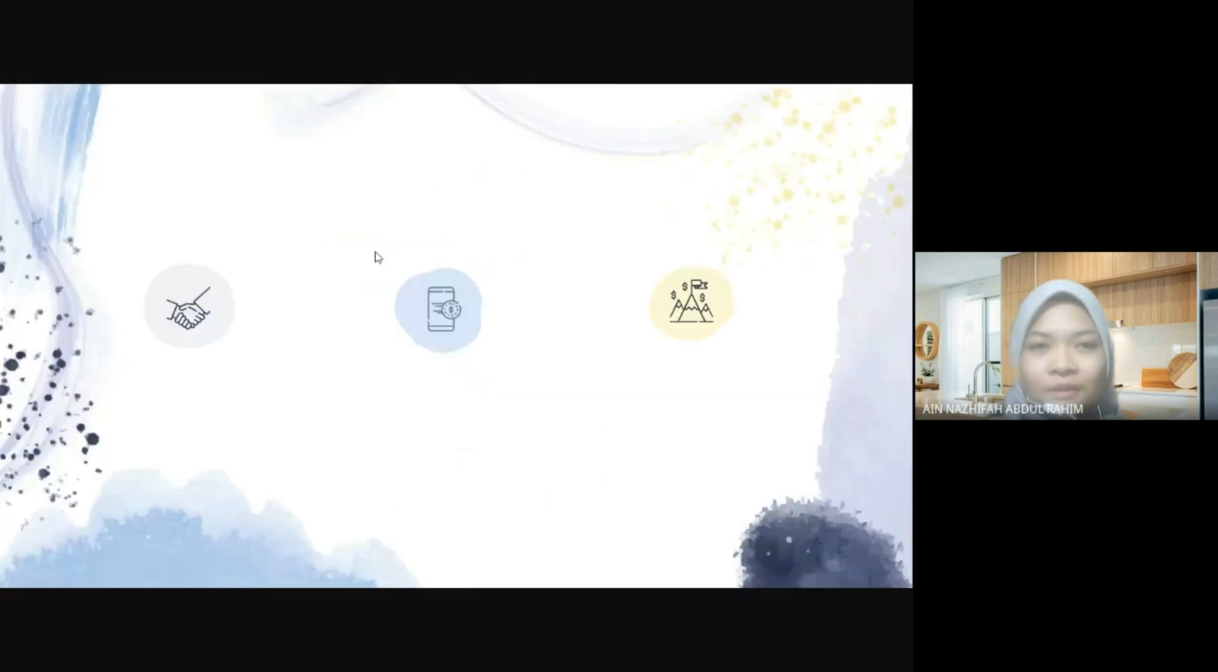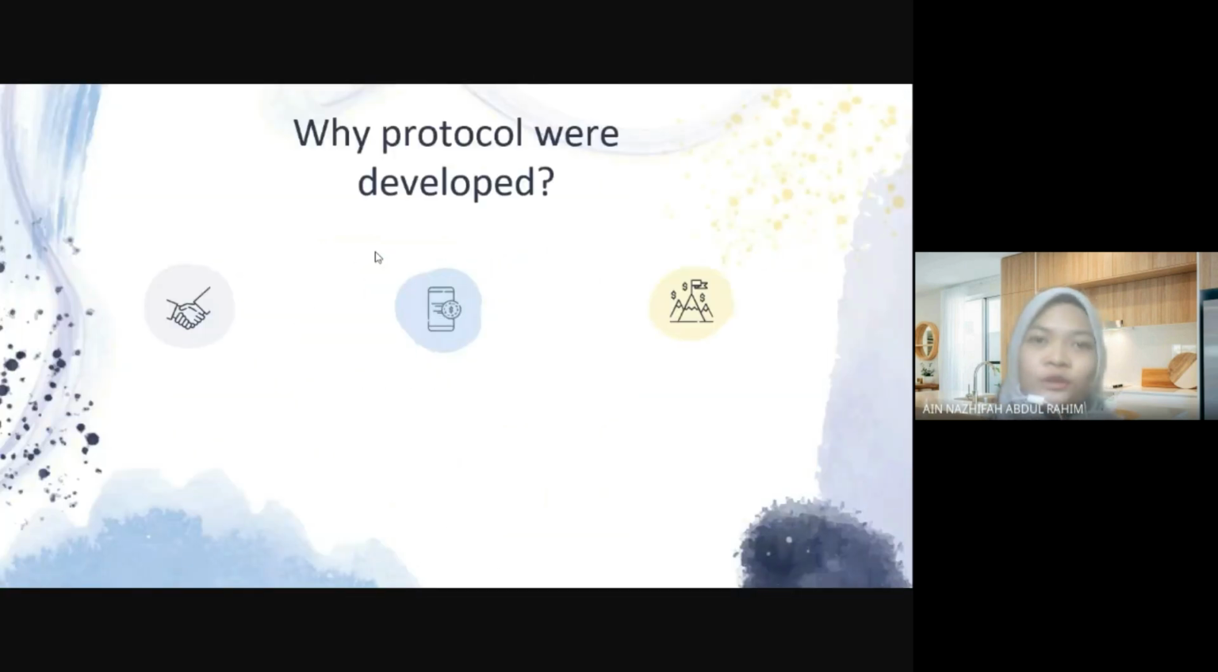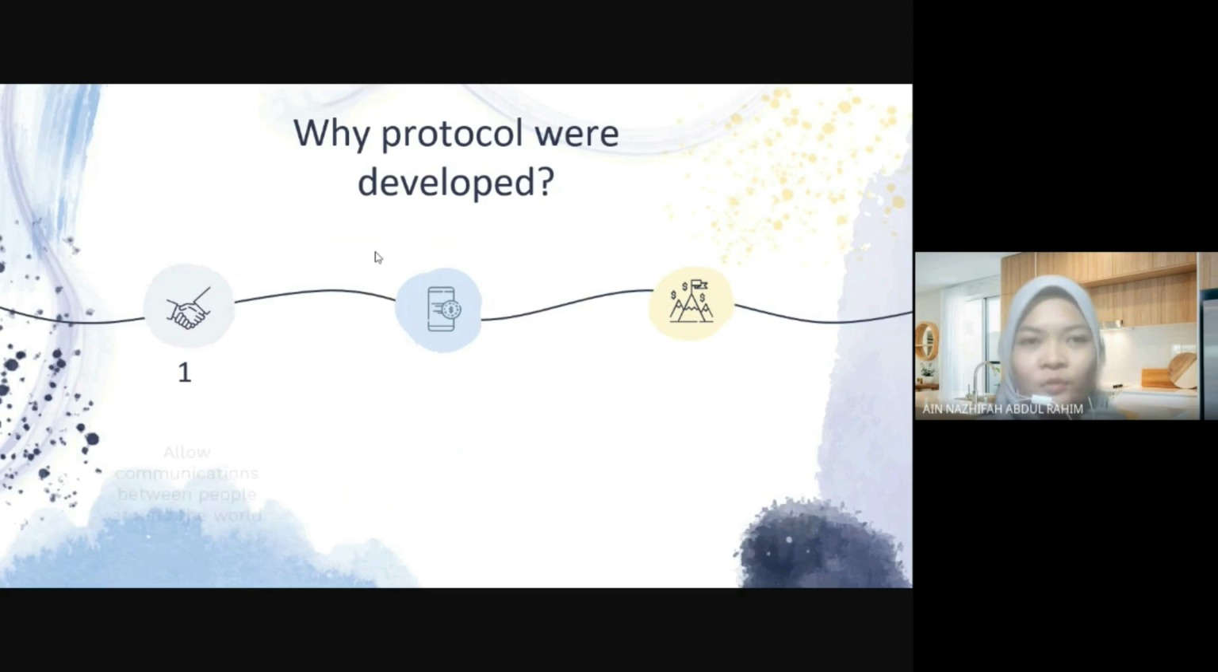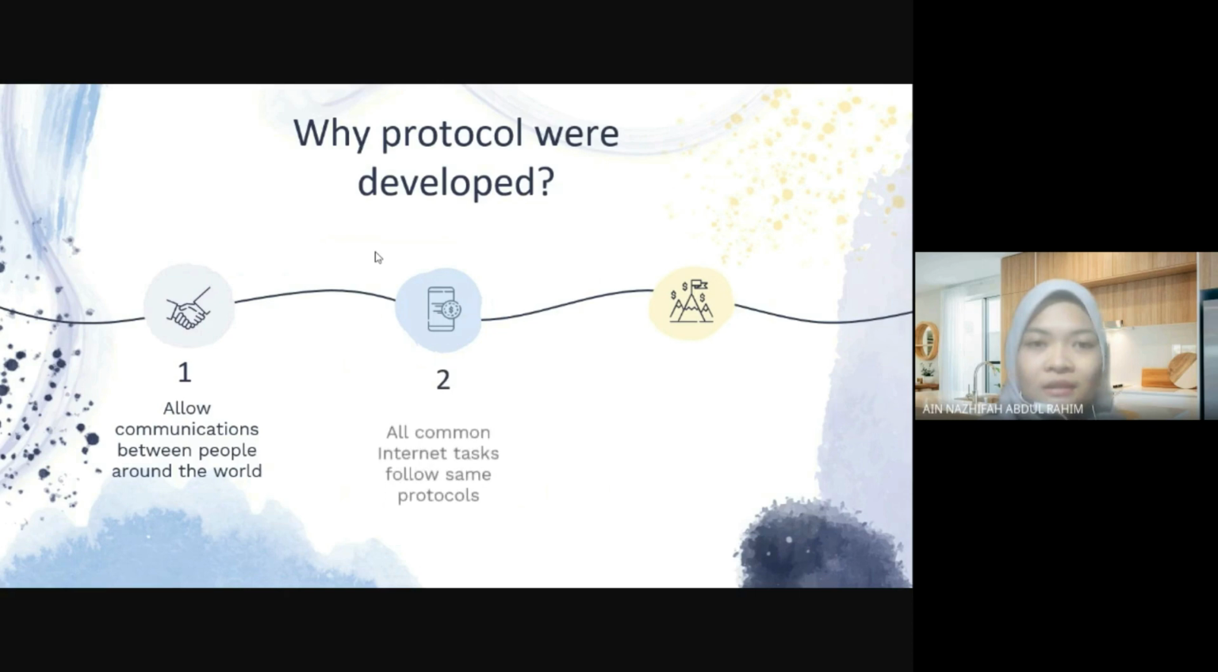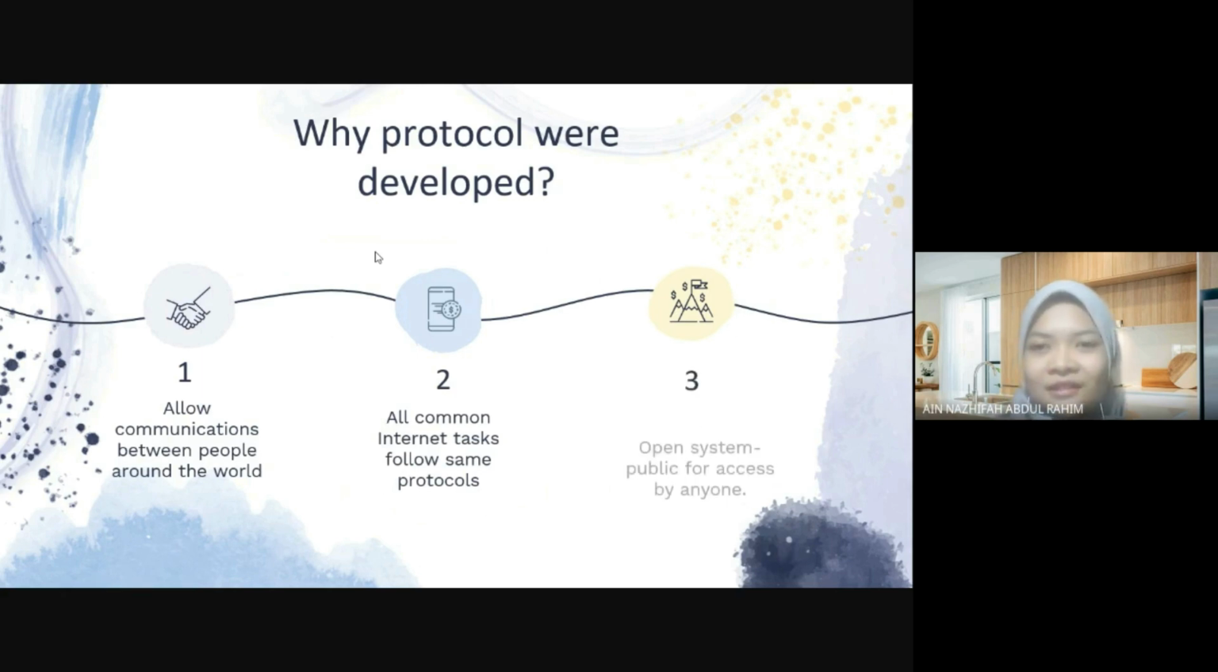Okay, so next, why were protocols developed and why do we need them? Firstly, protocols allow communication between people around the world. And next, all common internet tasks follow the same protocols. For example, we are using different devices, but we can still connect to each other right now because both of us are using the same protocols. Protocol is an open system that is made public for access by everyone.